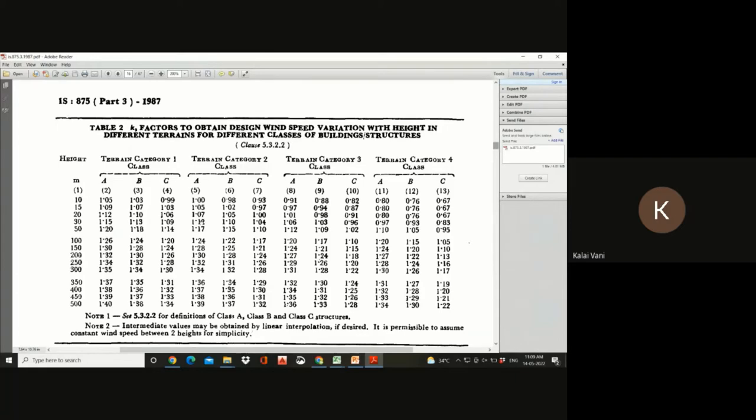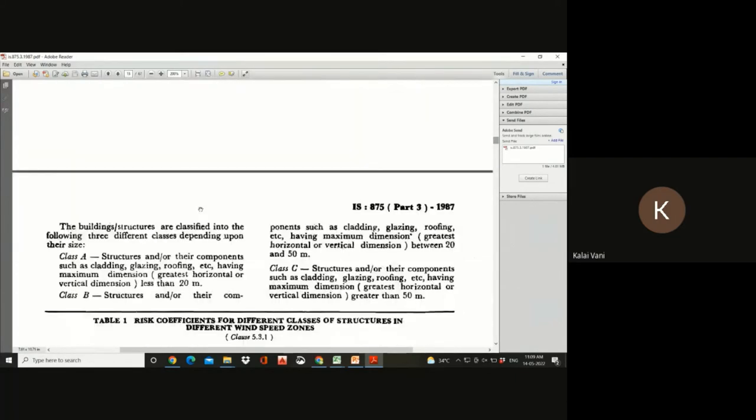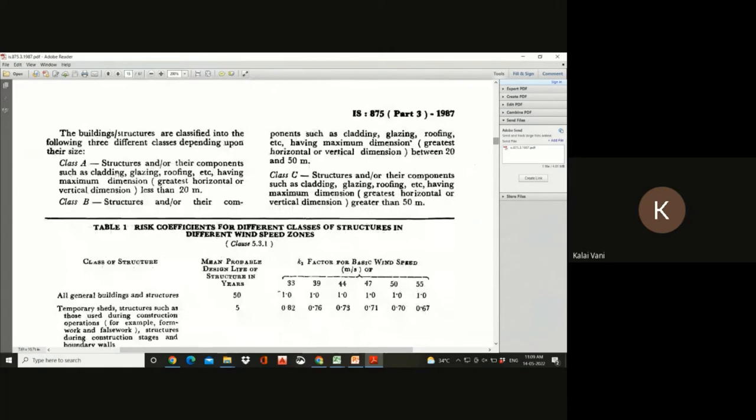So what is this ABC? That we have to see here. Here it is, this is class A: the structures and components such as cladding and roofing which have the horizontal and vertical dimensions less than 20. When you are seeing a dimension, don't get confused with your height. Because for wind we will always have an eye on height, but here class A, B, C are based on the horizontal, lateral and vertical dimensions. So when it is less than 20, you can choose class A.